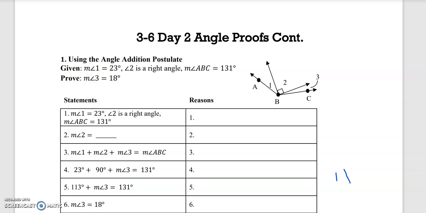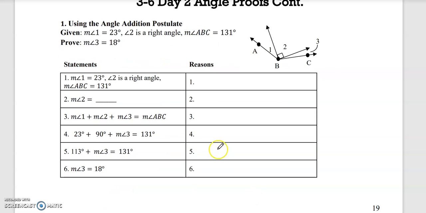In this lesson, we're going to take a look at a couple more angle proofs, starting with given for our reason. We can see up here that it is given. Next, we look at how they go from here to here. They're saying it's a right angle, so we know it measures 90 degrees by the definition of a right angle.